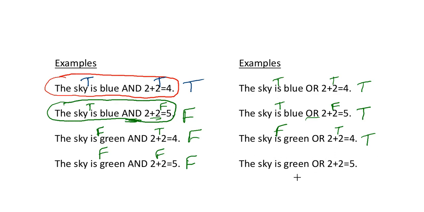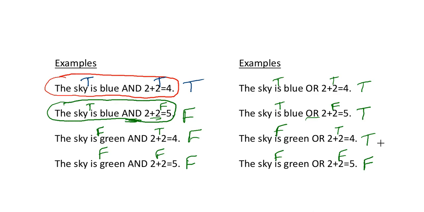This is the only way you can fail an or. The sky is green, that's false. 2 plus 2 equals 5, that's false. So if both statements are false, that's the only time or would be considered false. Right? So this is going to make or unhappy, and it's going to register as a false statement since both parts were false. Alright, so that's how and or work.